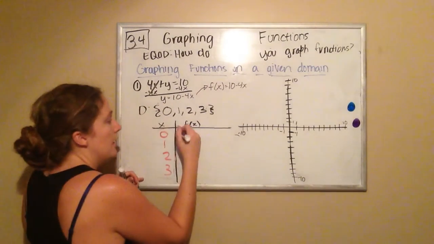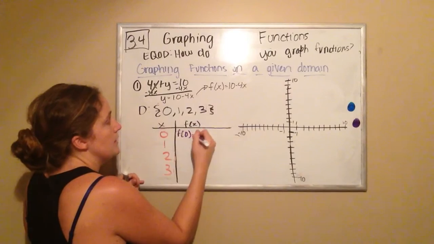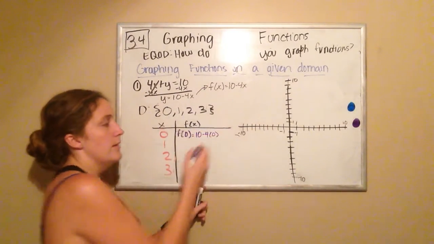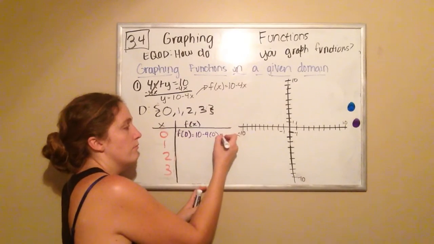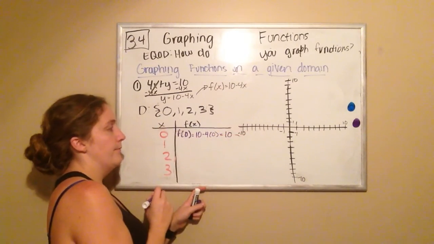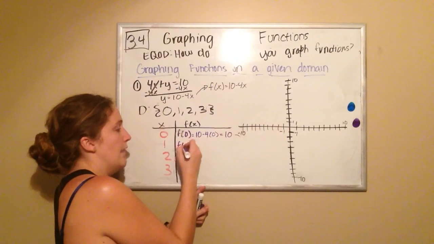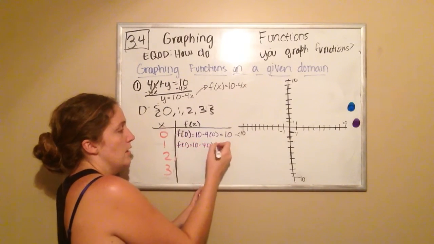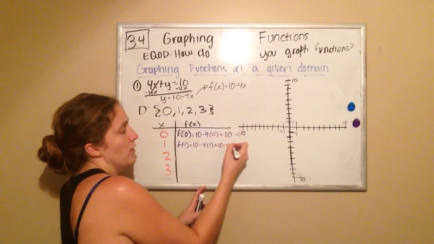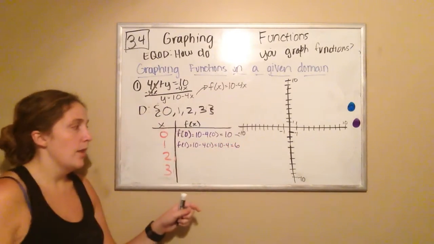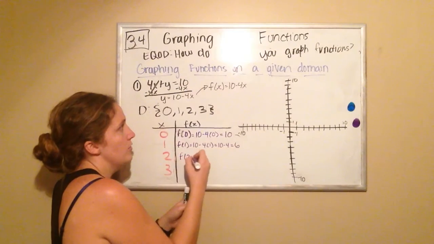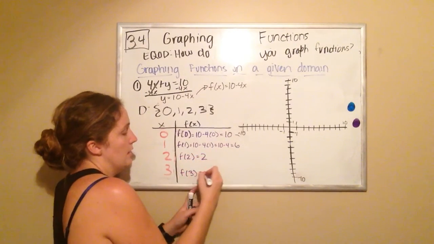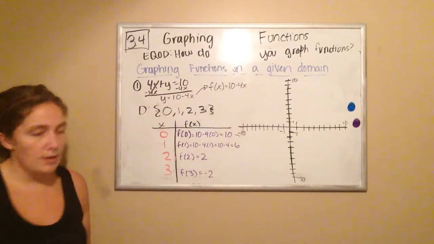So we're going to get f of 0 is equal to 10 minus 4 times 0. 4 times 0 is 0. 10 minus 0 is 10. Alright, when we plug 1 in, f of 1 is equal to 10 minus 4 times 1, which is equal to 10 minus 4, which is equal to 6. And continuing on, f of 2 is going to equal 2, and f of 3 is going to equal negative 2. If you don't believe me, just plug them in and check the work.